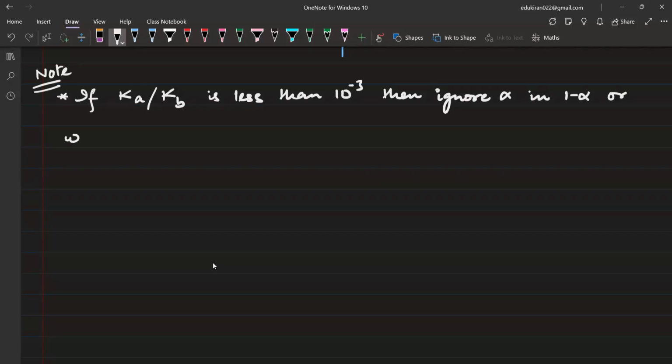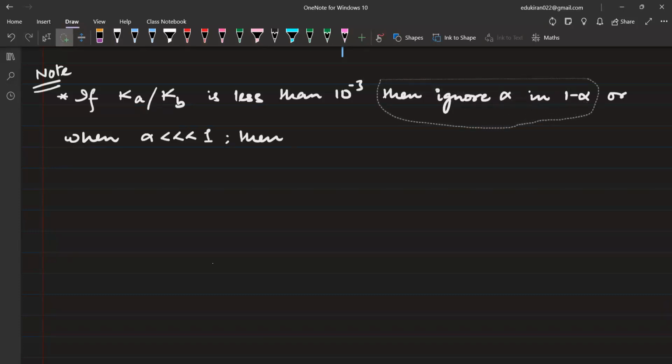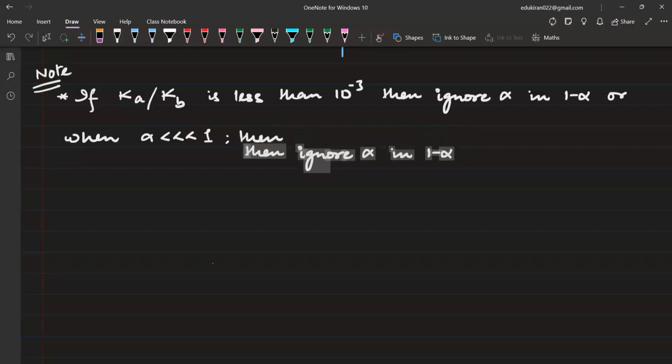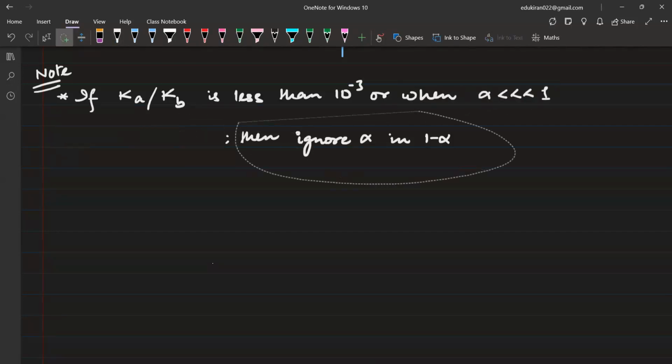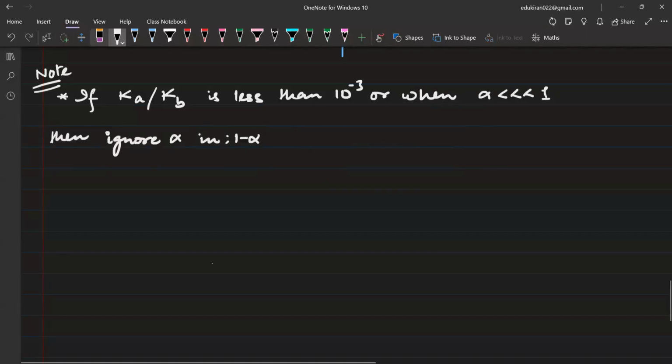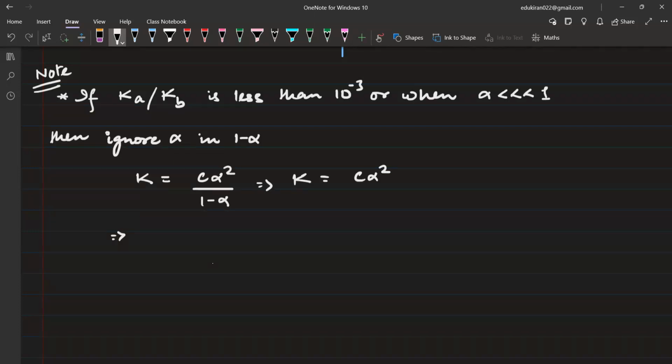And when alpha is very very smaller than 1, then let us write it here. These are the two conditions where you have to ignore alpha in 1 minus alpha. So the K you had was equal to C alpha square upon 1 minus alpha. This will become K equal to C alpha square upon 1. So then you don't have to do anything further, it is C alpha square upon 1.